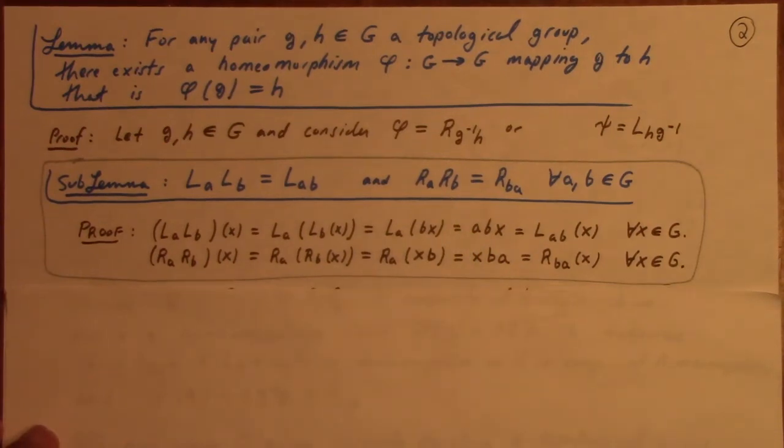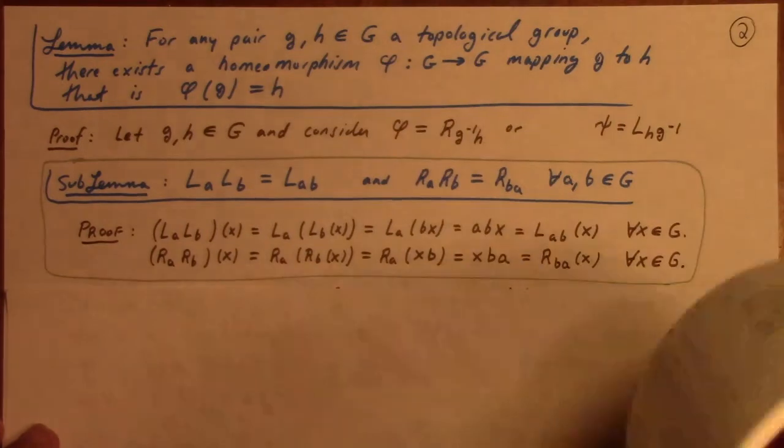So a Lie group is a topological group that has yet more structure, namely the structure of a smooth space, a space on which you can do calculus, what we call a manifold.